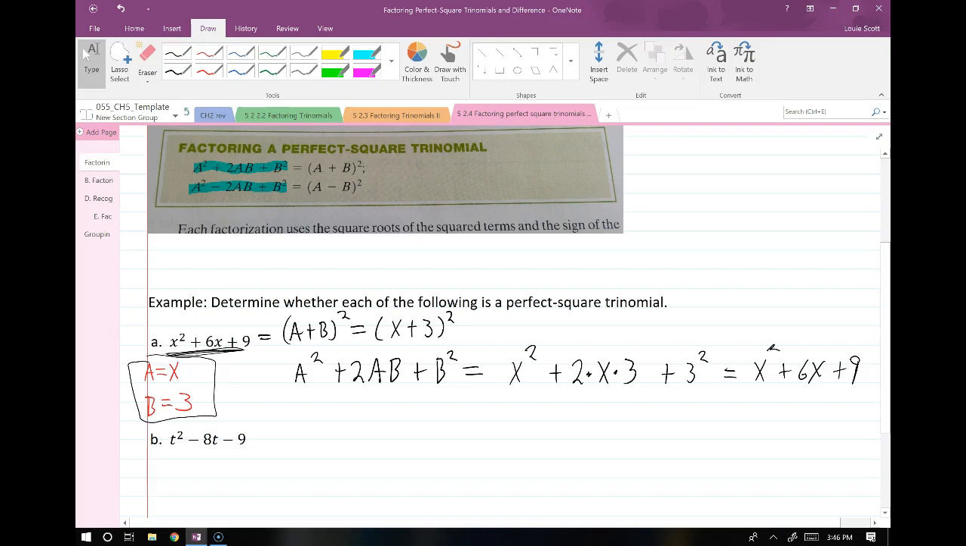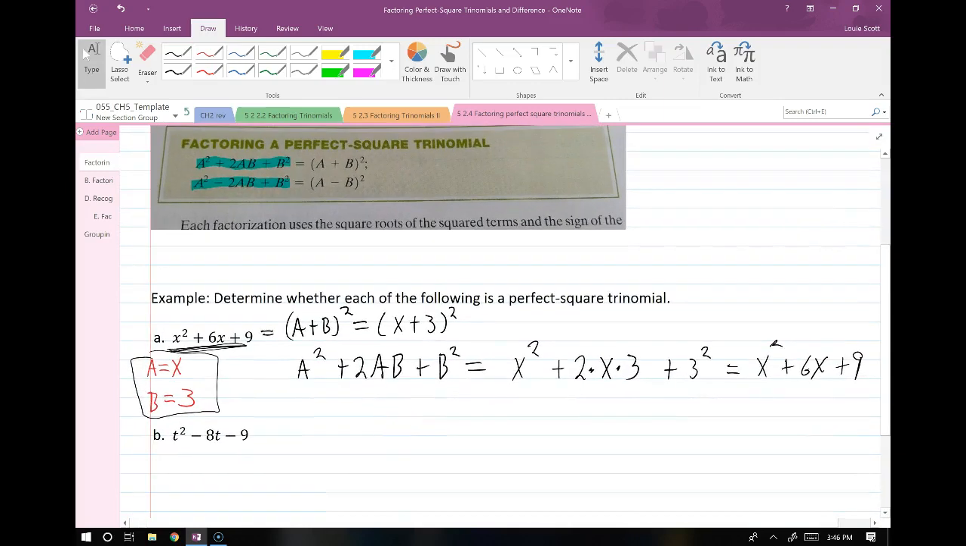So for this next one, t squared minus 8t minus 9. What do you guys think? Can you tell right off the bat if this is a perfect square trinomial? Especially given this last term? Check out the formulas. There's no negative sign there, which means we're not allowed to have a negative sign in our form. So if we have a minus constant term back here, it's automatically not a perfect square trinomial. So you can just skip all that and say, nope.